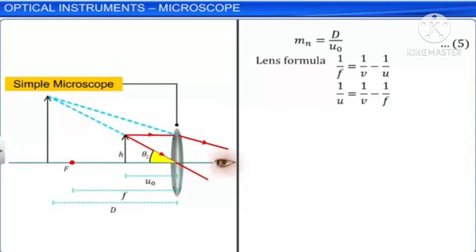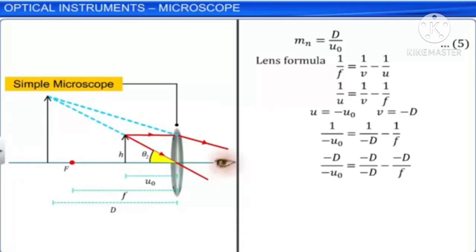On comparing this with equation 5, we get Mn is equal to 1 plus d by f. Let this be equation 6. From equations 3 and 6, we observe that the magnifying power of the simple microscope is greater when the image is formed at the near point than when it is formed at far point. We prefer to have the final image formed at the far point because the images formed at the far point can be seen by a relaxed eye with minimum strain.